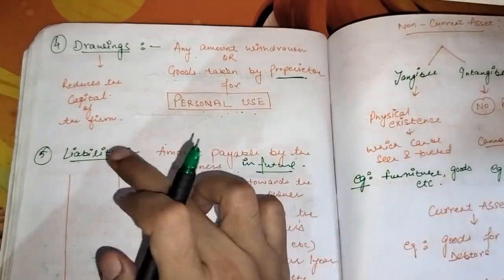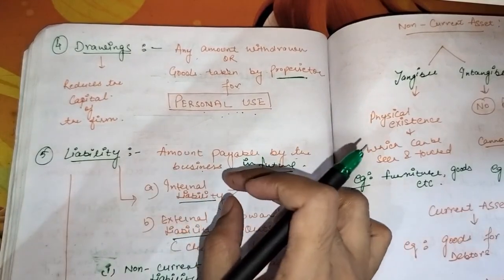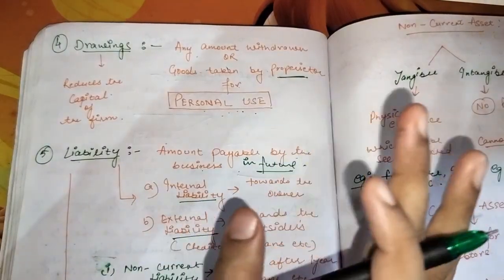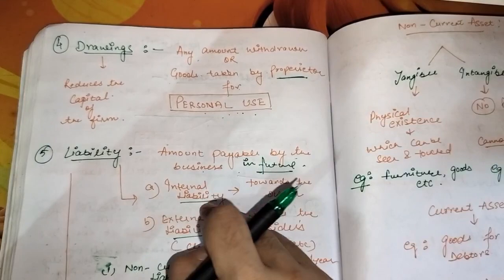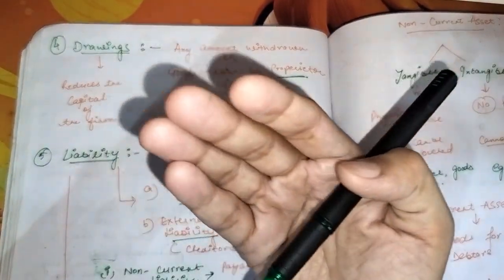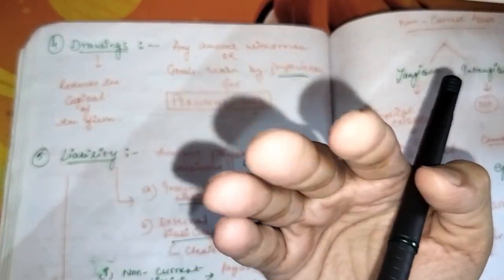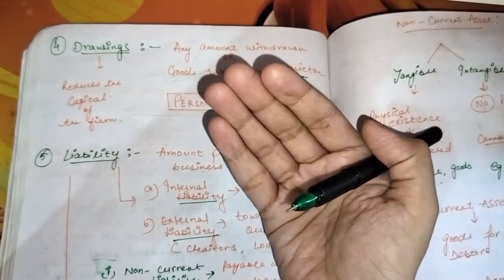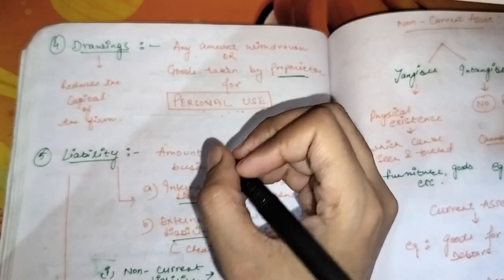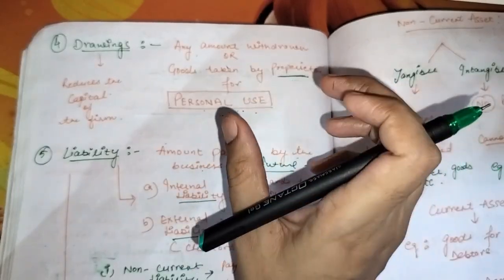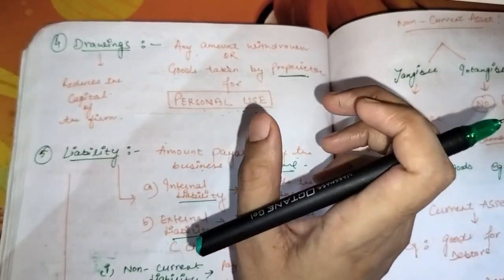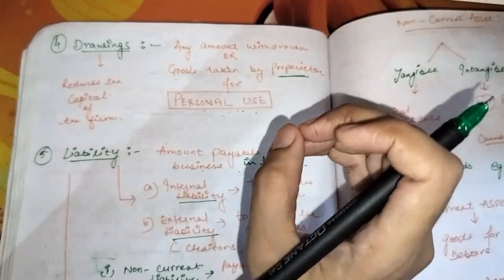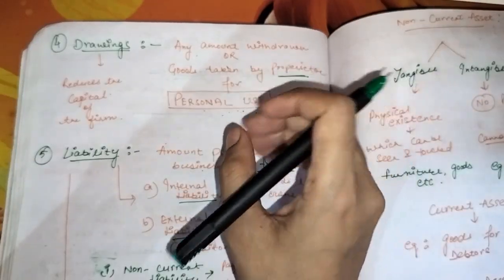Now liability, if we classify into smaller concepts, can be internal liability or external liability. Now what is internal liability? Internal liability is the liability that is towards the owner of the firm. Like me being the owner of the firm, I invested rupees 50,000 into the business. Now 50,000 is the liability, internal liability towards the owner, towards me. Internal liability is any liability that is towards the owner of the business.